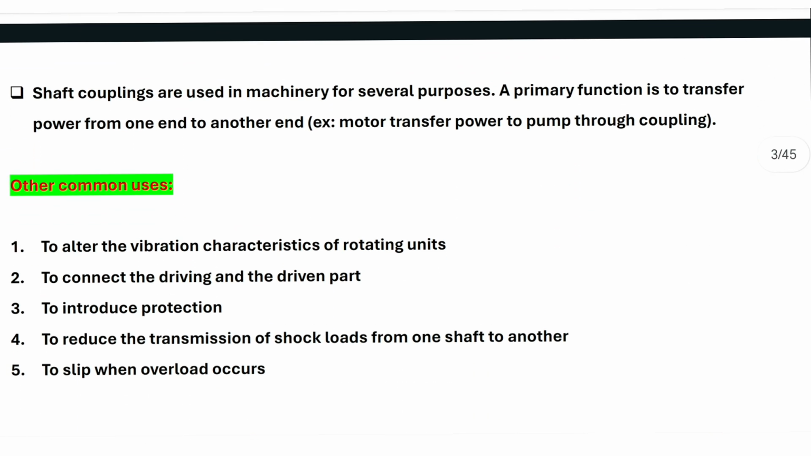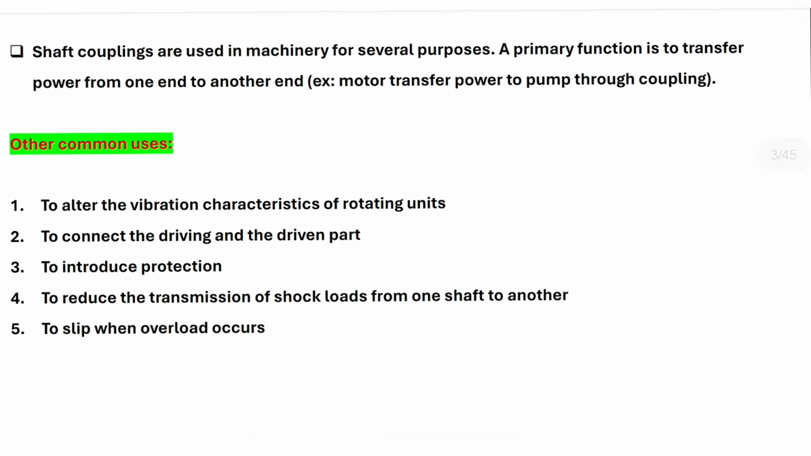Okay, next is shaft coupling are used in machinery for several purposes. A primary function is to transfer power from one end to another end. Example: motor transfer power to pump through the coupling. Okay, other common uses of coupling is first to alter the vibration characteristics of rotating unit. Second, to connect the driving and the driven part. Third, to introduce protection. Fourth, to reduce the transmission of shock loads from one shaft to another. Fifth is to slip when overloads occur.